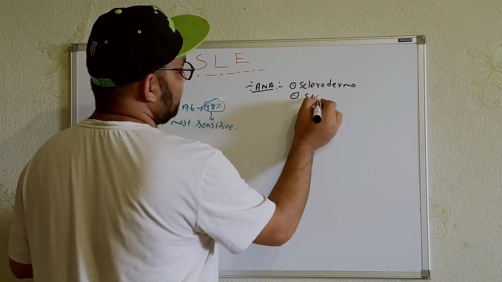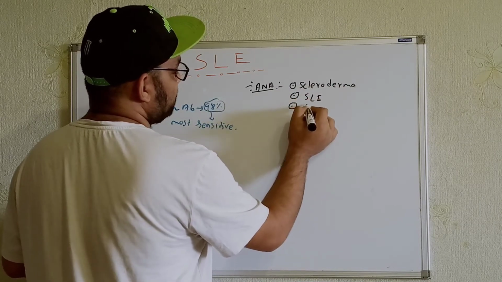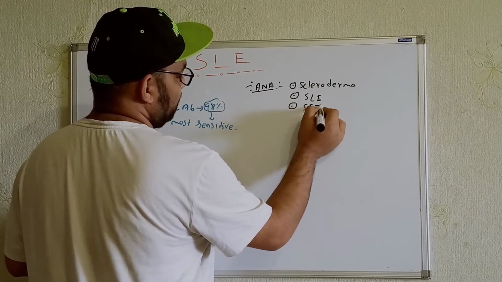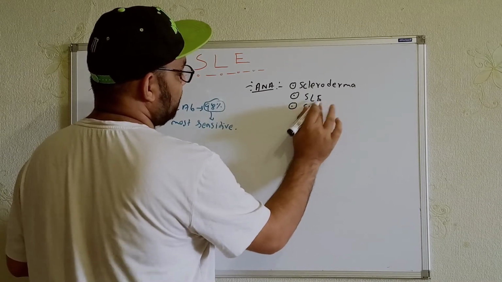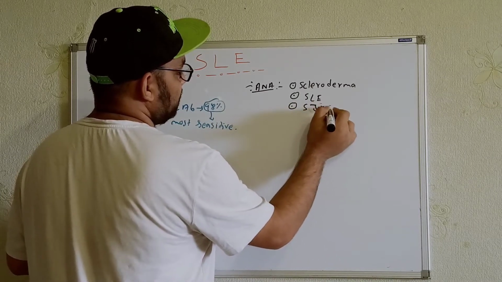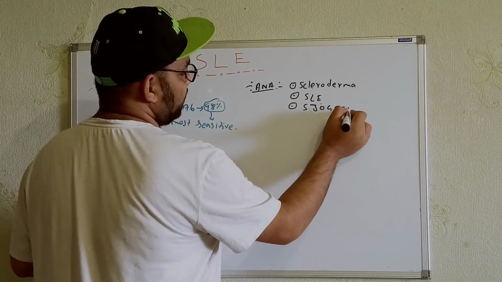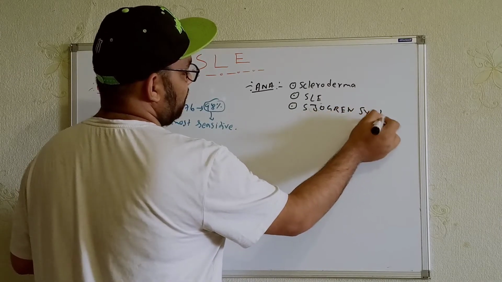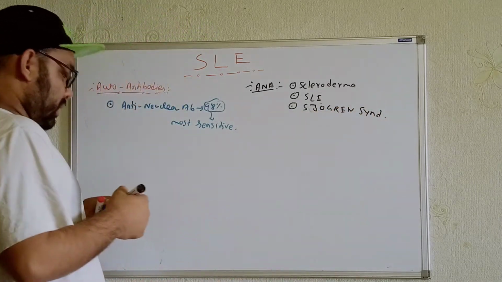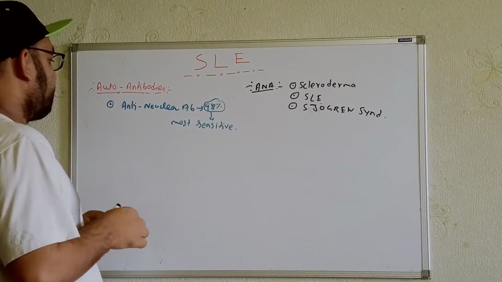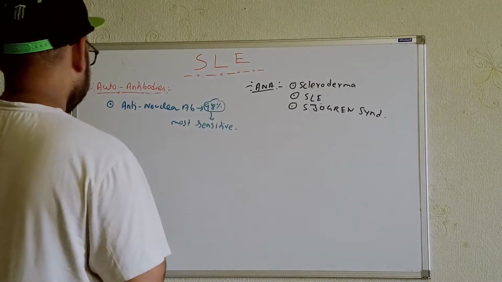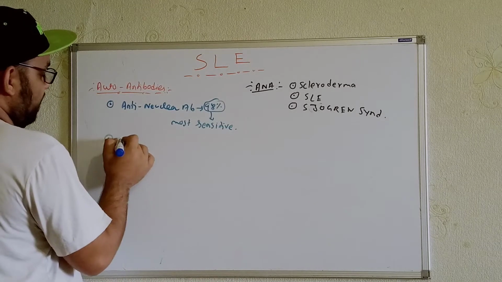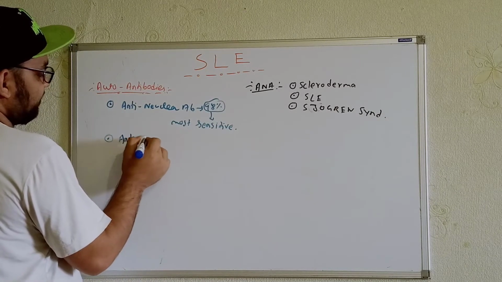We can see in terms of the ACLE over here, and you can also see Sjogren syndrome over here, in these cases. Now the second type of the antibody, what type of the antibody will we get over here? We'll get anti-Smith antibody.